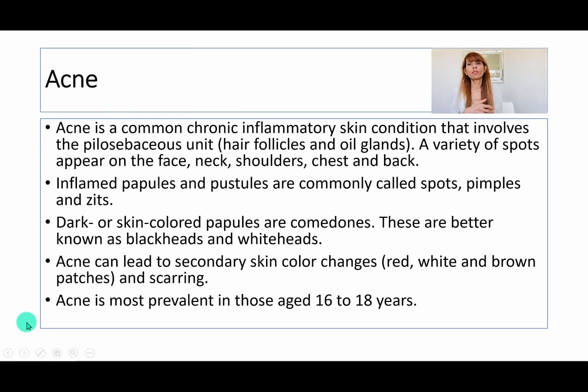So this slide is basically just showing different characteristics of acne. As we know, acne is basically a condition where there is pilosebaceous unit involvement. So there are hair follicles and the oil glands involved. Therefore, there are multiple mechanisms involved. There's a variety of different lesions that develop on the face and different parts of the skin, and people call these pimples and zits and all kinds of different things. Then people can also develop papules and comedones, and sometimes we use the terms blackheads and whiteheads, and there is scarring. Acne can happen in any age group, but most commonly it happens in teenagers.